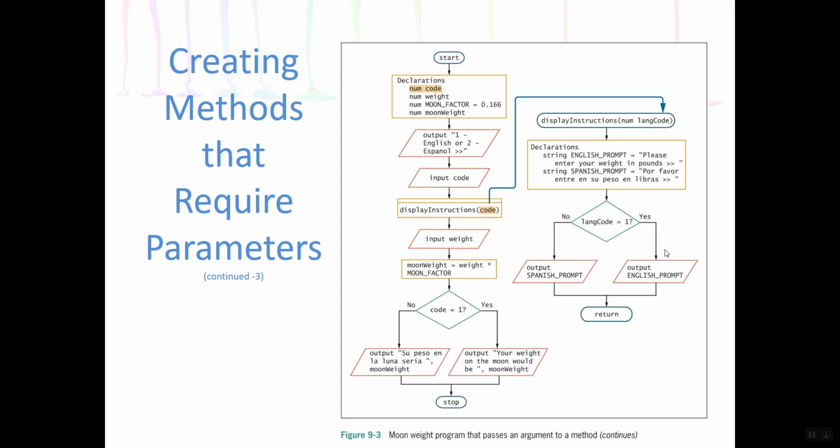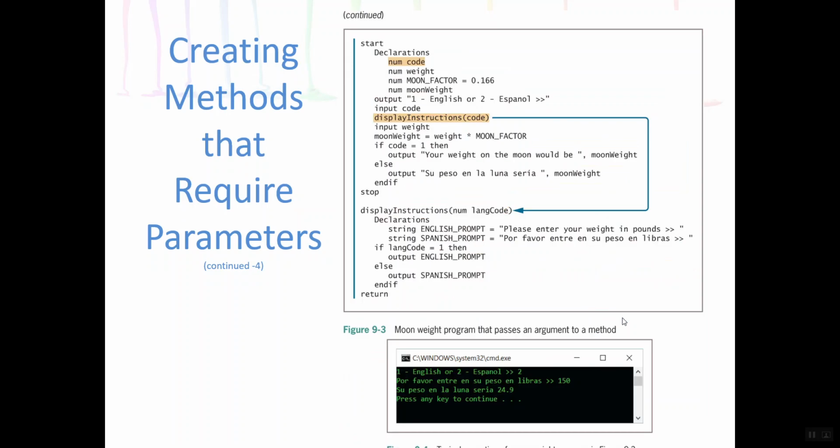So here we check if it is 1. In this case, if they had typed 1, this would be true. We'll go ahead and output the English prompt. Here we see the same thing. This is our main flow. Here we're calling display instructions, passing an argument of code. This would invoke display instructions, so the flow of control would jump down to display instructions, and we would execute this body of code. The return statement returns us back to main to resume where we left off by beginning the next step, which is to input the weight.